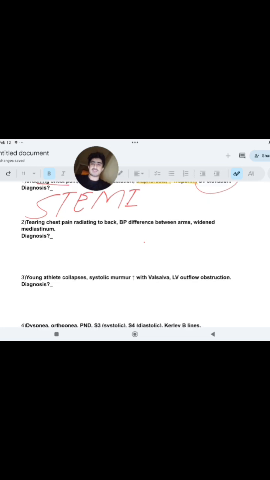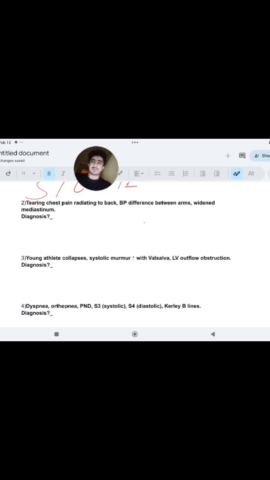And second case is about the tearing chest pain. रेडिएट कहाँ करता है? बैक, रेडिएट कर रहा है बैक की तरफ. And there is the BP difference between arms. Okay, and specific finding a widened mediastinum. It is specific. So what will be the diagnosis? Widened mediastinum. It is specific for aortic dissection. So the diagnosis will be aortic dissection.